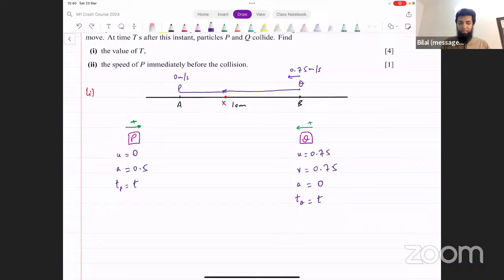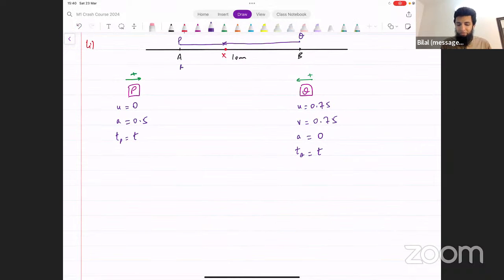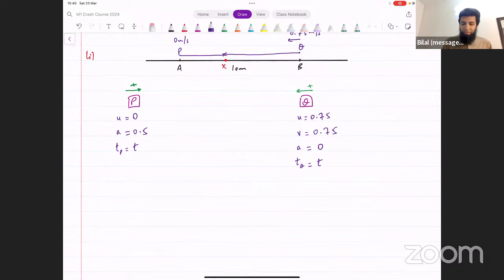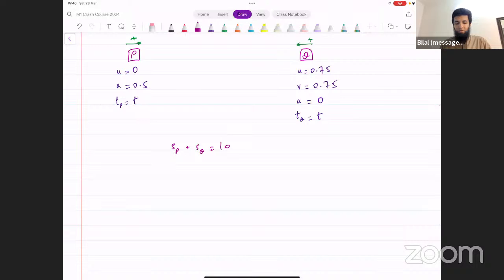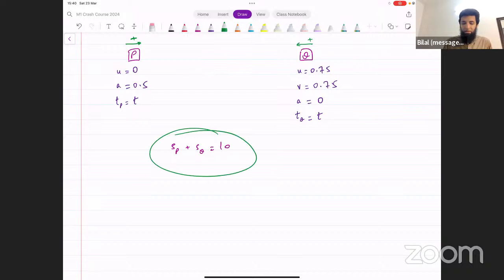Okay. Now, what else? We also know that the total distance between A and B was 10 meters. So that means whatever is the displacement covered by P and whatever is the displacement covered by Q, their sum has to be equal to 10. That is an equation that we can use here to connect their displacements. We can say displacement of P plus the displacement of Q, that should equal 10. And now we can see how we can find displacement using the information that we have.